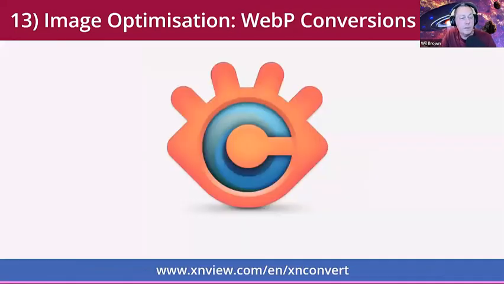Yep, so this is another one. This is PC and Mac and Linux. It's called XnConvert, and it converts JPEGs and PNGs or anything else just to WebP. I think it does other things, but this is the one that I use to convert all my JPEGs to WebP, if you want to do that as a batch.